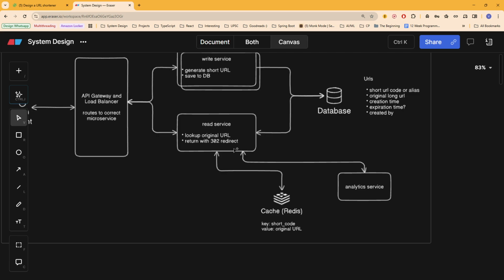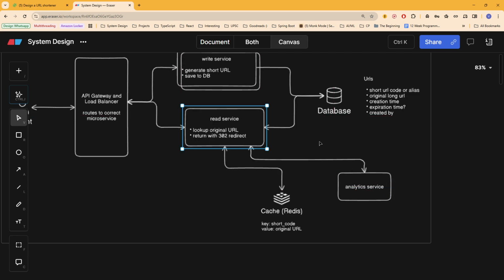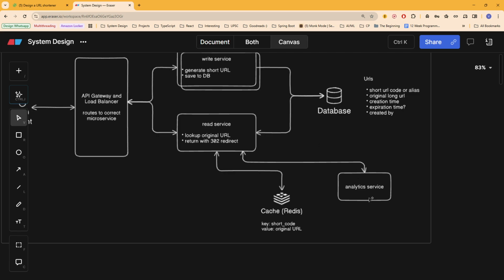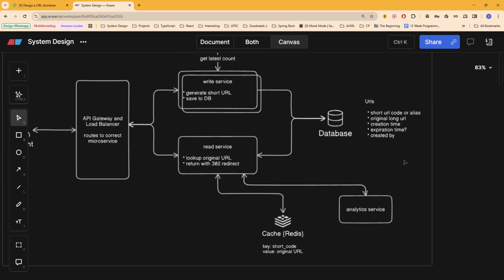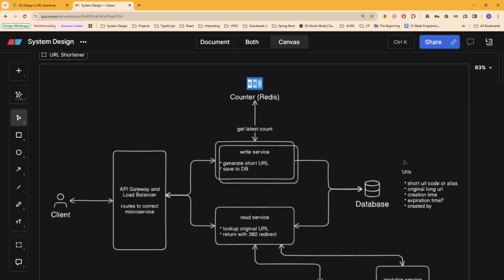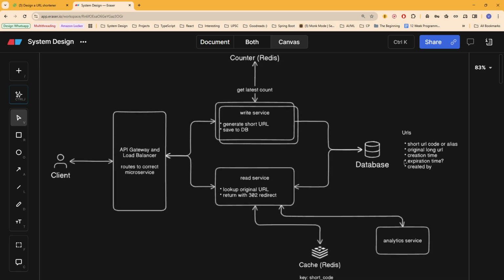This analytics service, we have not talked about it, and we haven't noted it down in our functional requirements. This could be a service if you want to maintain the click count, or see from which region you are getting the most traffic and all of that meta stuff. If required, we can have another analytics service implemented. For this question right now, I'm not concerned about that. So this is the design.